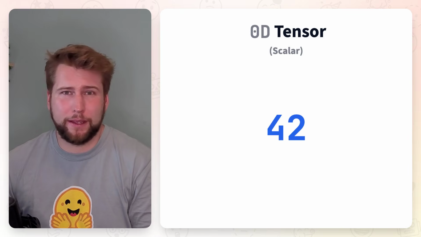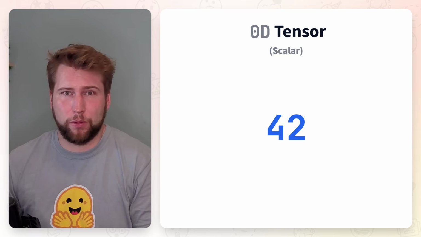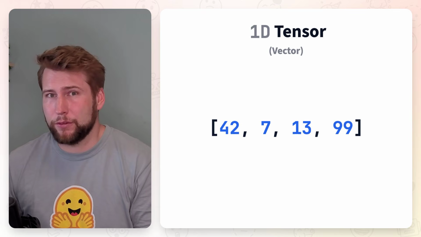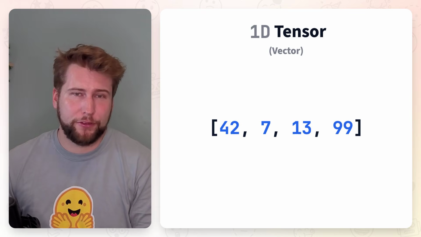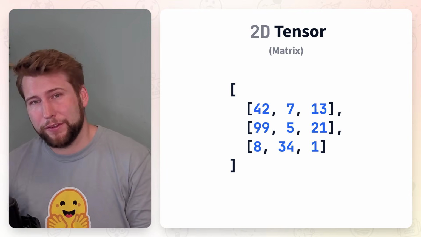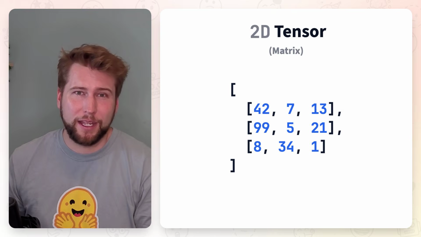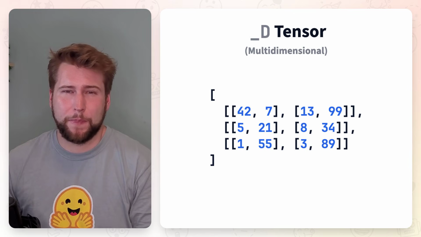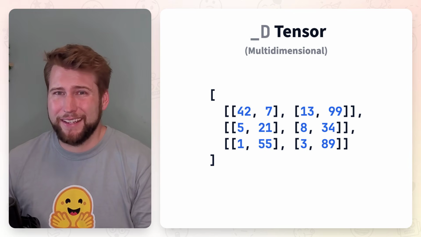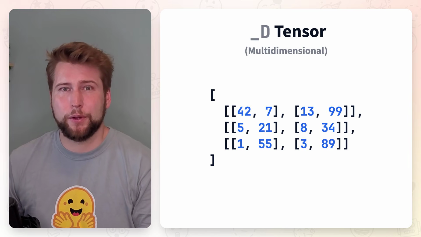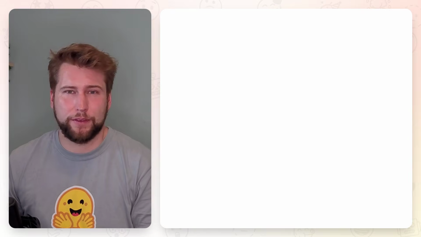It could be a scalar, which is just a number or a zero-dimensional tensor, a vector, which is an array of numbers or a 1D tensor, a matrix, which is an array of arrays of numbers or a 2D tensor, and then higher dimensional versions of the same idea. But in all cases, it is just numbers. And that is important because everything is processed using mathematical operations.